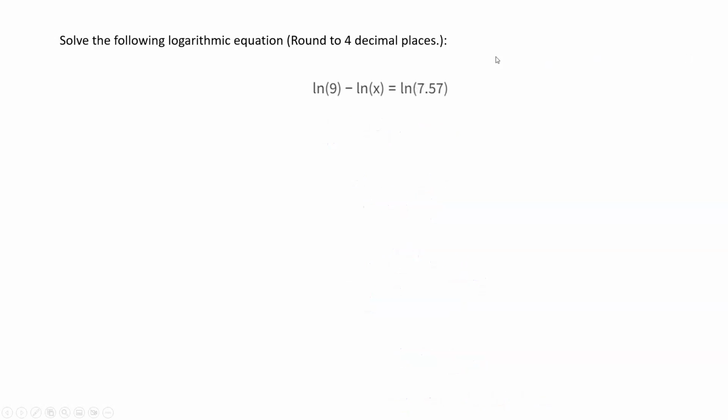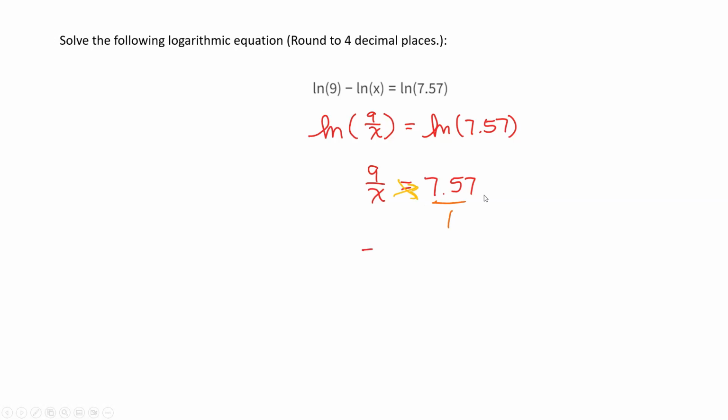On the other hand, if you had the natural log of 7.57 on this side instead, again, this would turn into the natural log of 9 over x equaling the natural log of 7.57. Since these logarithms are the same base, they're both base e logarithms, for this to be true, 9 over x would have to be the same thing as 7.57. And so when you do your cross multiplication, you would end up with 7.57x equaling 9. Dividing both sides by 7.57, you get approximately 1.1889. And so that is the end of this problem, and that is the end of this video.